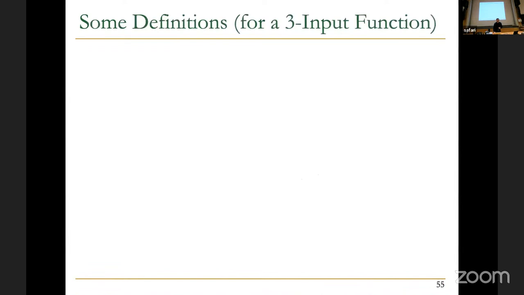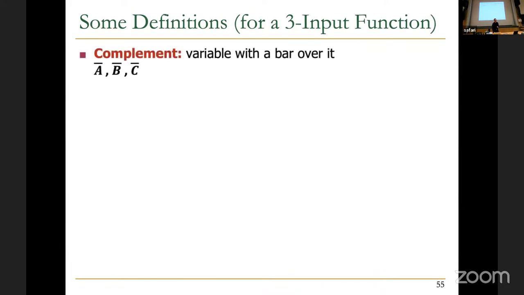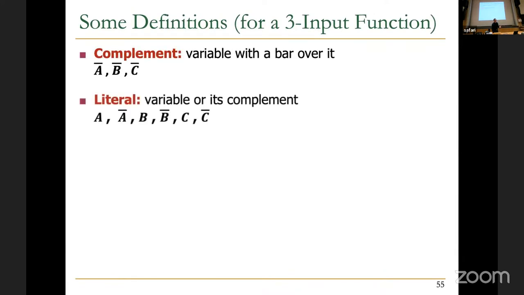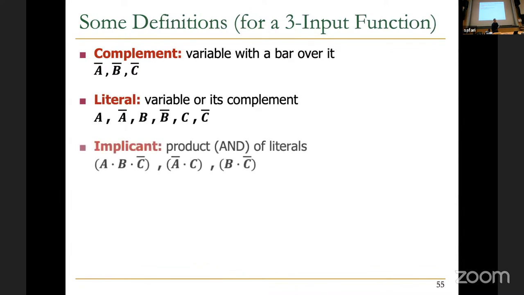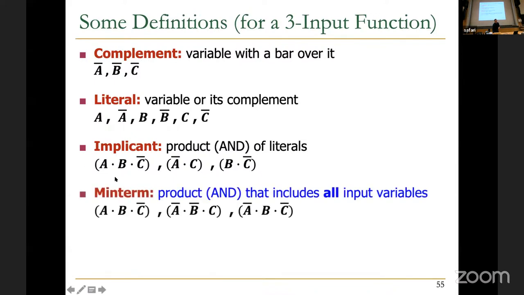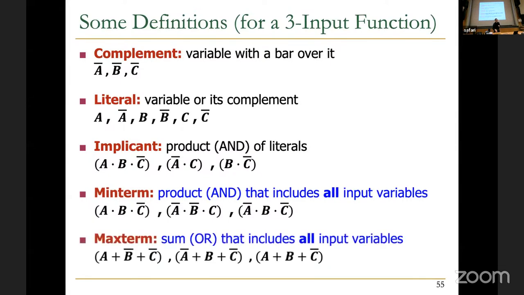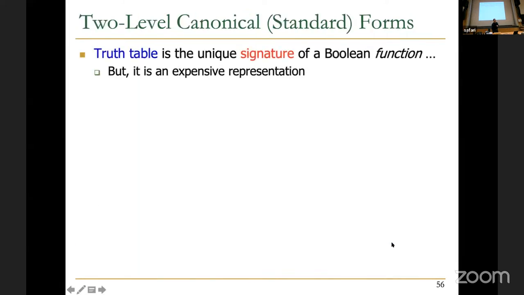So this is clear. Now I'll give you some terminology, but you already know how to actually express a function using sum of products form. So complement, you know the terminology, it's a variable with a bar over it. Literal is a variable or its complement, A or A bar. Implicant is a product, an AND of literals. Basically, it's just AND. Now, minterm is a product that includes all input variables. Minterm is essentially a line in the truth table that includes all of the input variables, A, B, C bar for a three input, basically. So for a three input function, you always need to have three literals inside the minterm. And the maxterm, which will be useful for product of sums form, is a sum that includes all input variables.